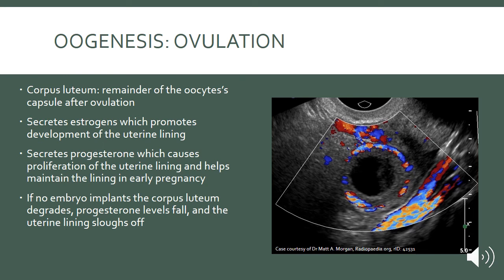The picture that I'm showing you here is an ultrasound image, with color, and the color is highlighting blood flow. So the dark space in the middle is going to be your corpus luteum, with the blue and red around it highlighting the vessels that have formed around it to support the oocyte as it developed.